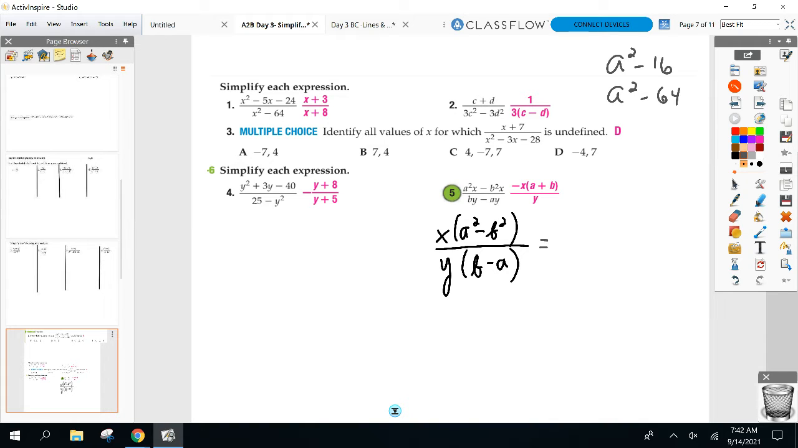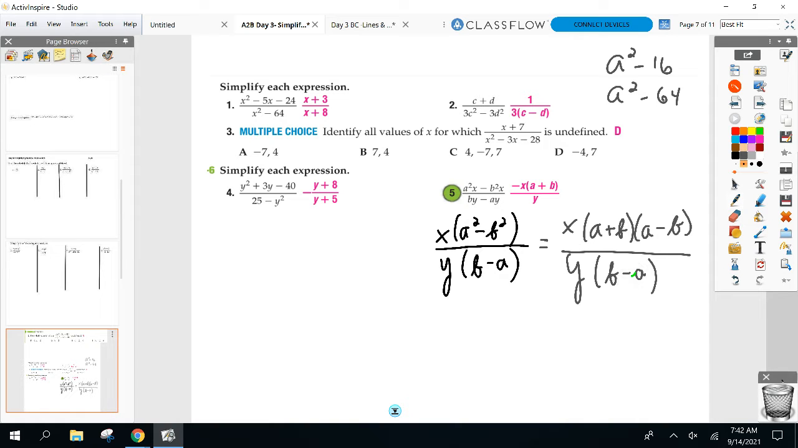So I'm going to keep going and now go a plus b, a minus b. That's difference of two perfect squares. Over, nothing else I can do on the denominator, so b minus a. All right, we talked yesterday. There's nothing the same that I can cross out.